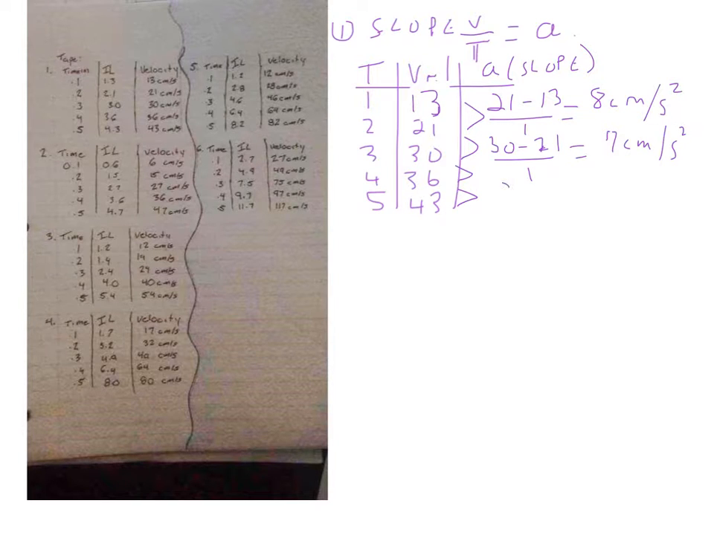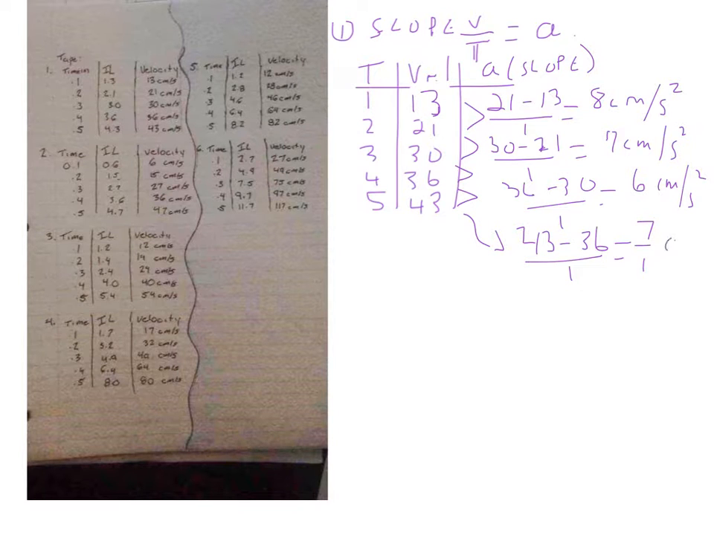And then we've got 36 minus 30. I'm just squeezing this in because I'm running out of space here. That's 6 centimeters per second squared. And then the last one looks like 7, because it's going to be 43 minus 36 over 1, which is 7 over 1 centimeters per second squared.